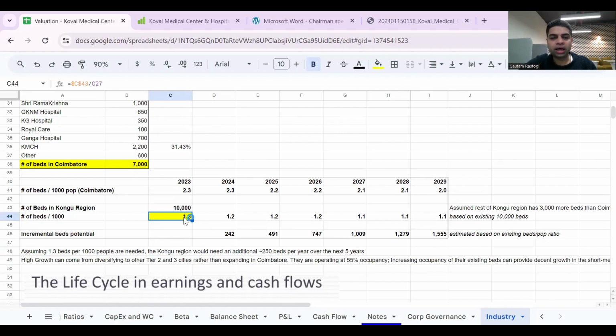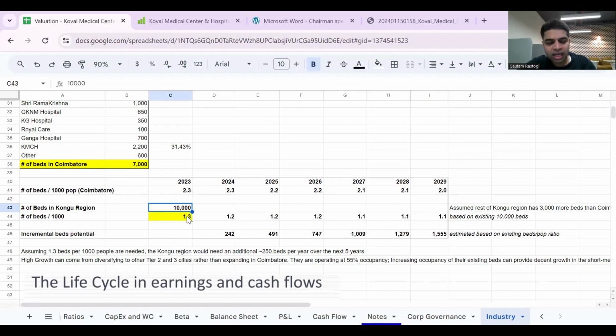Now, you would think I took an assumption that the number of beds in the Kongu region, including the ones in Coimbatore, is 10,000. I have no basis for this number. Honestly, I don't know if this is true. I'm not going to use this number as well. The idea is just to walk you through the thought process. I'm going somewhere with this.